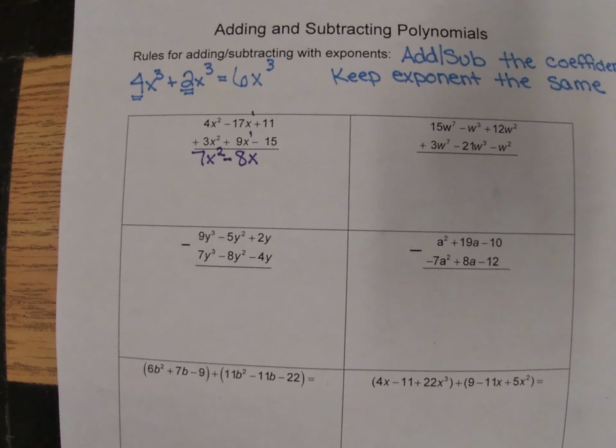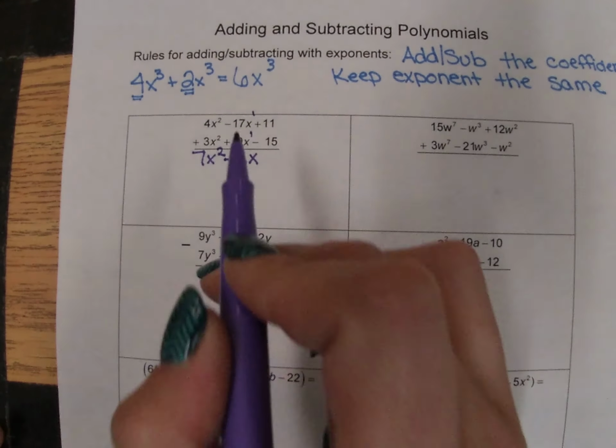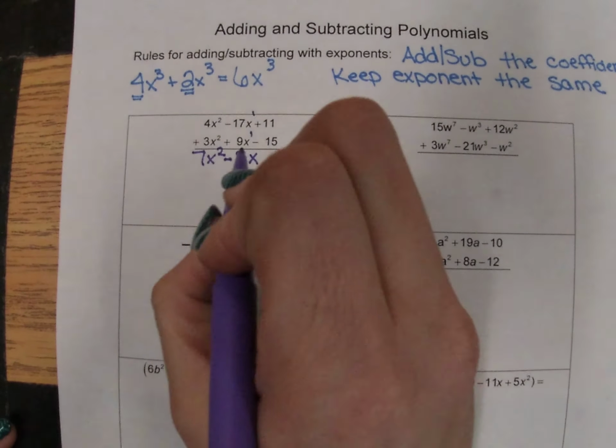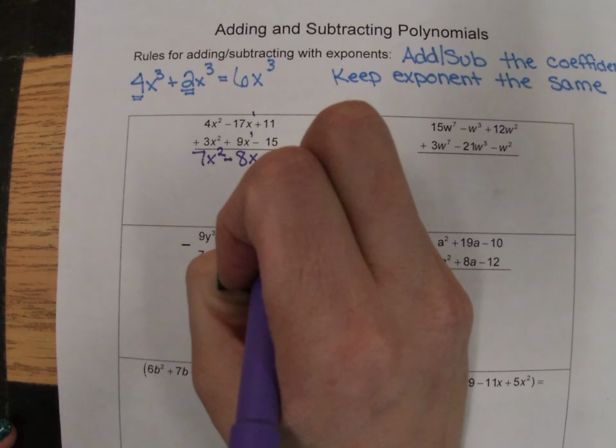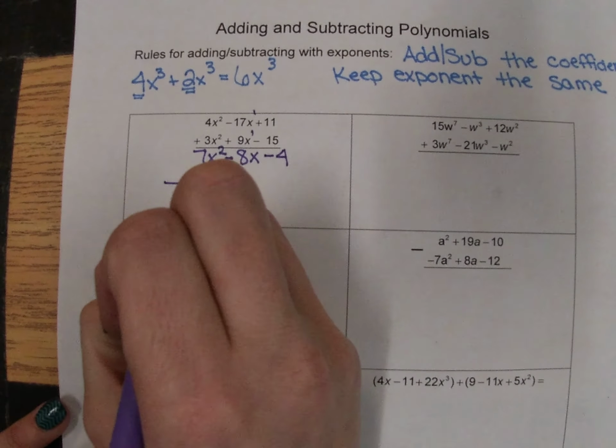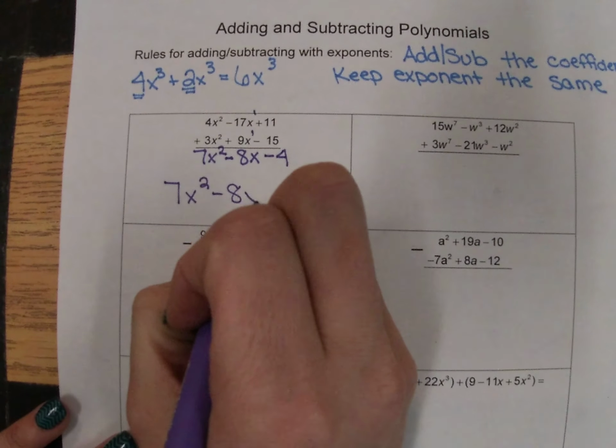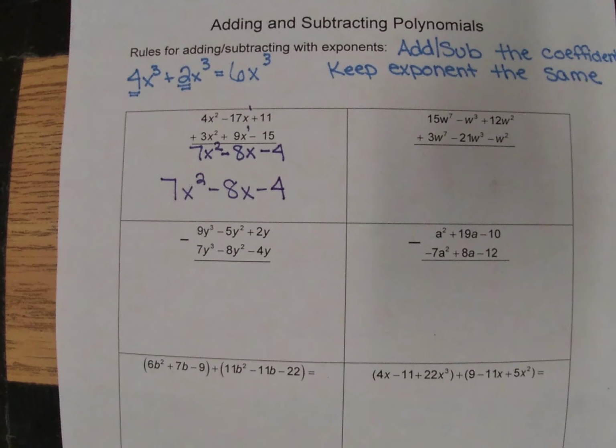Then at the end, we just have numbers that are constants, which means no variable at all attached. So we're just taking 11 plus negative 15, which will give us a negative 4. And so our final answer here will be 7x squared minus 8x minus 4.